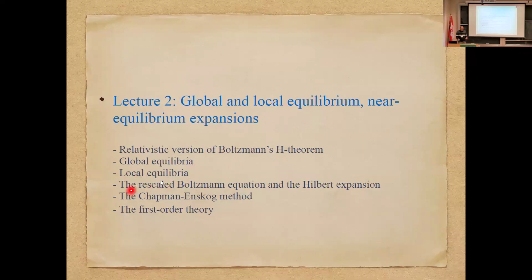Okay, and then we're going to talk about perturbative expansions. So the Hilbert expansion, where you expand the distribution function around local equilibrium. Talk a little bit of the Chapman-Enskog method, and if we have time, we will derive the first order fluid theory, which is a truncation of this perturbative expansion after the first order correction term. That would correspond more or less to what you do for Navier-Stokes in the non-relativistic Newtonian setting.